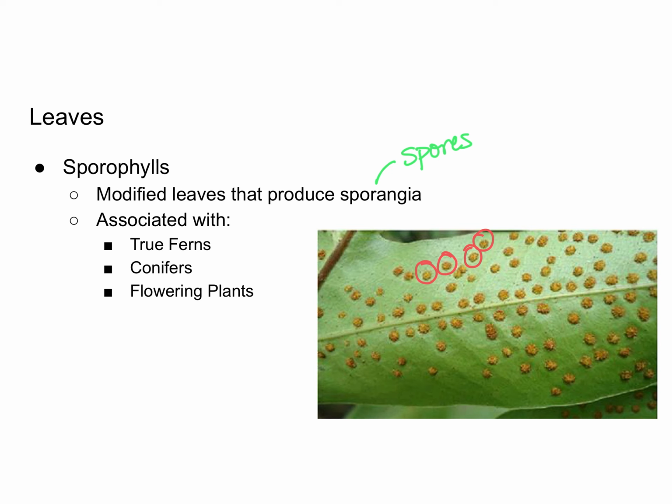These sporophylls are associated with true ferns, conifers, and flowering plants. And we'll talk about the conifers and flowering plants in more detail when we talk about the vascular plants that produce seeds. But later in this lesson, we are going to talk about the true ferns, and we'll be talking more about what we see in the picture here, because this is the underside of a fern frond.